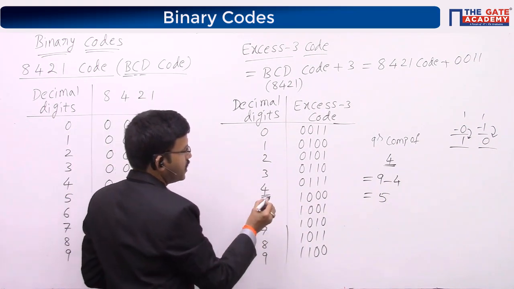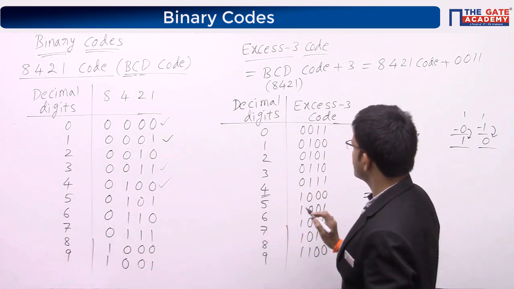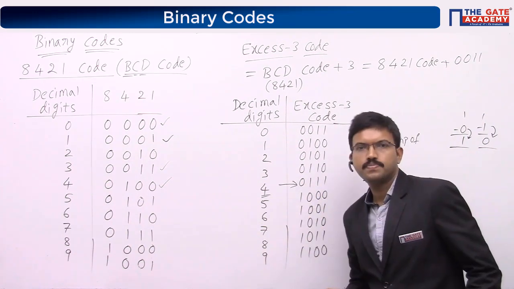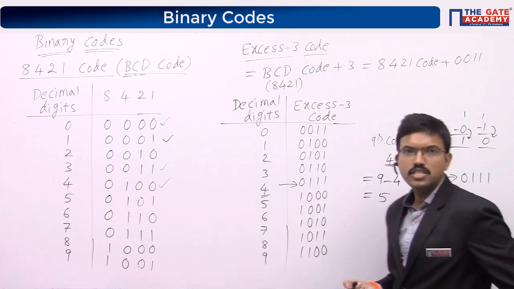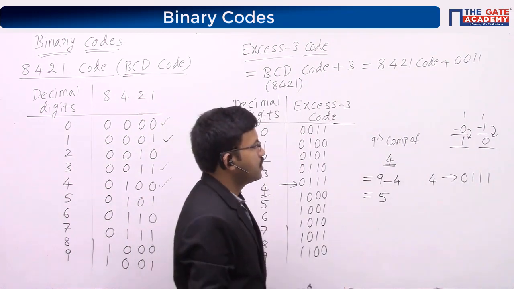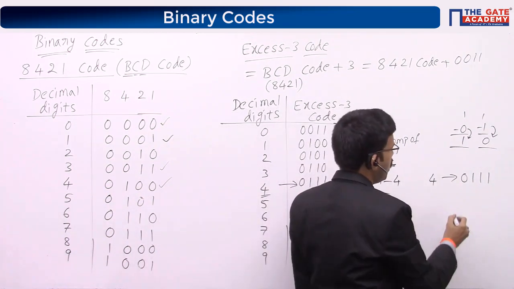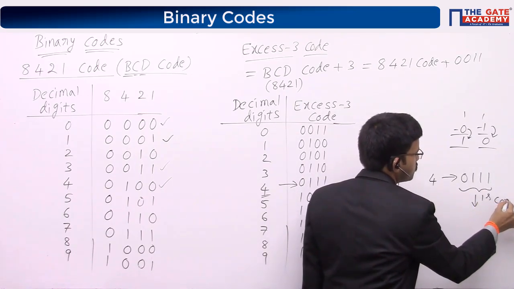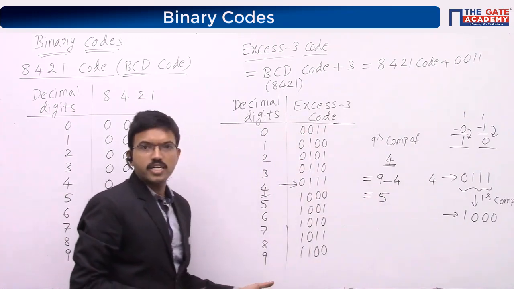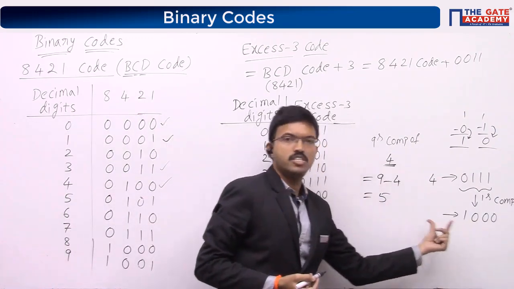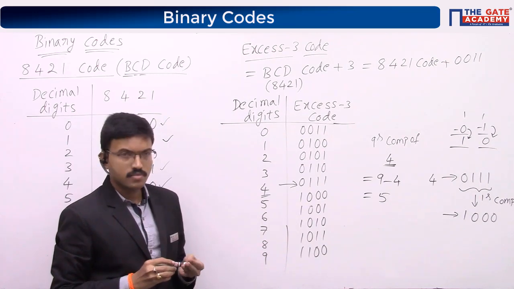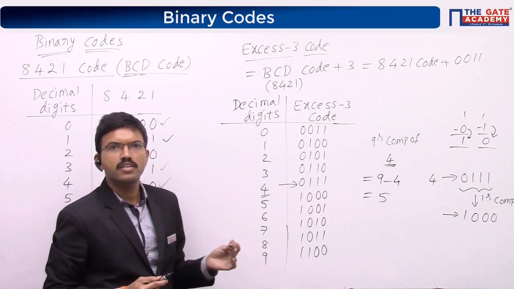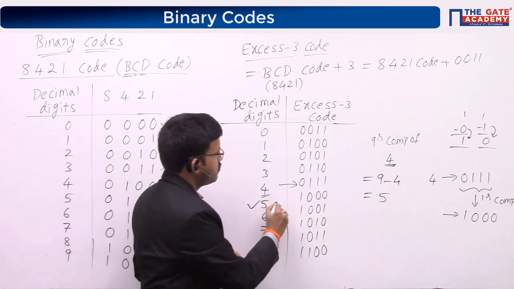Now let us consider the code corresponding to 4. The code corresponding to 4 is 0111. Now just apply the 1's complement here. What will you get? Now look at this table. Regarding 1000, what is the decimal equivalent? Yes, 5. 5 is nothing but 1000.